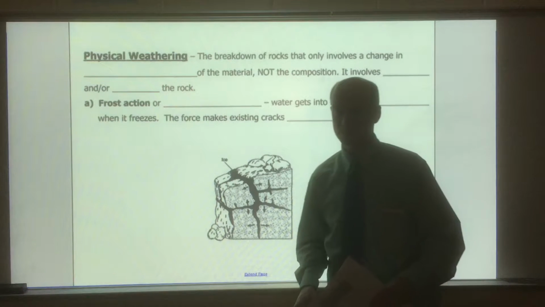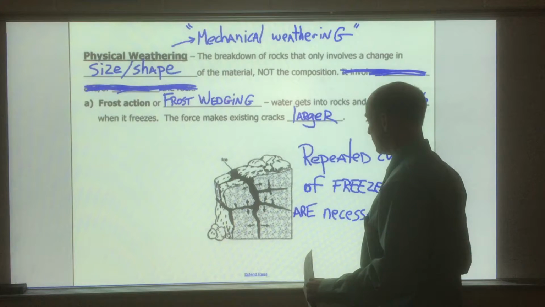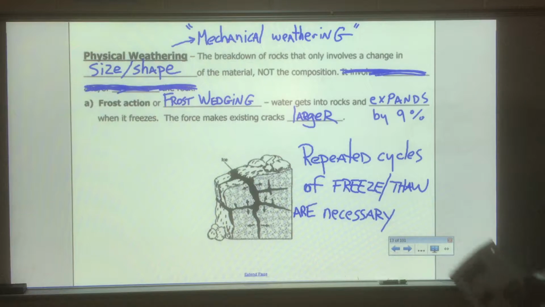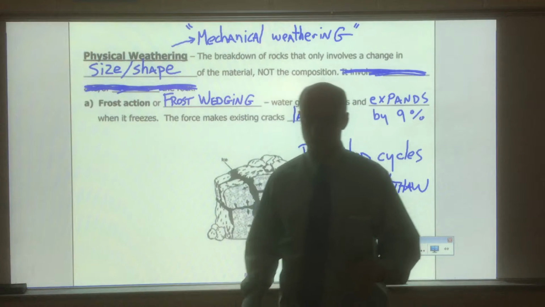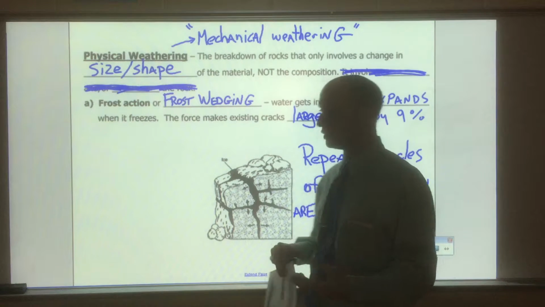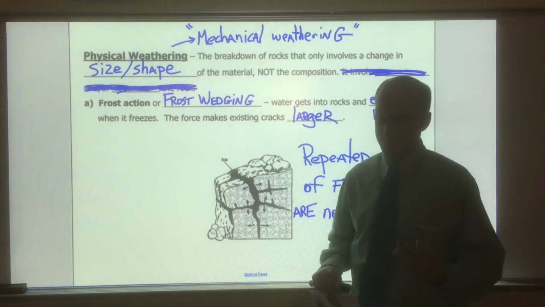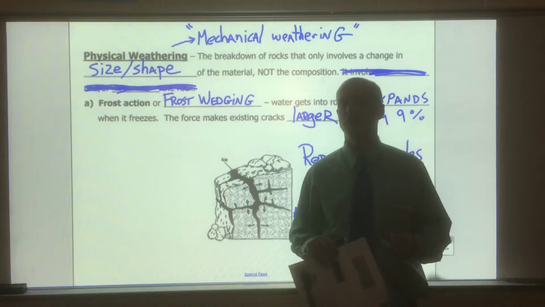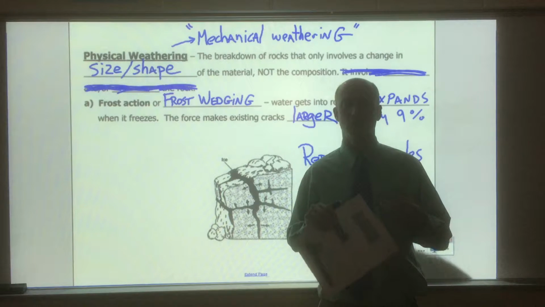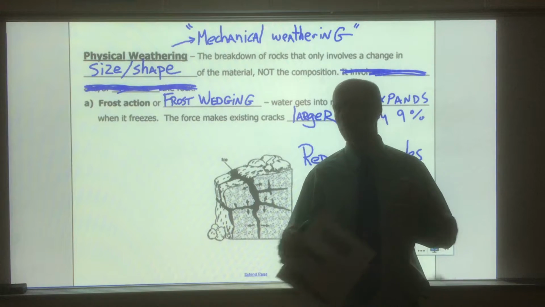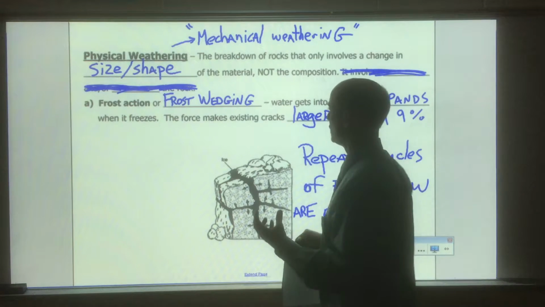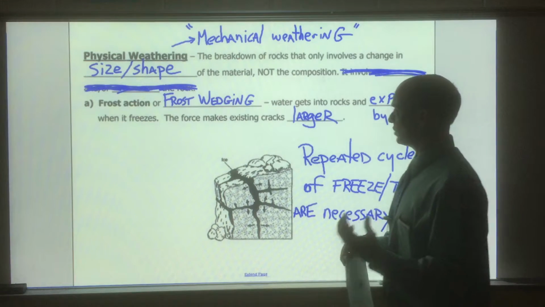Okay, two types of weathering. As a matter of fact, why don't you pause it and copy this down, please. Okay, two main categories of weathering: physical weathering and chemical weathering. Physical weathering is what we're going to focus on first, and it's also called mechanical weathering, and that is any sort of weathering that just changes the size and shape of the rock or sediment. So it's going to stay the same mineral, stay the same rock. There's no chemical changes into something else. So that's one of the key things: chemical versus physical change. The breakdown of rock that only involves a change in size and shape, not the composition.